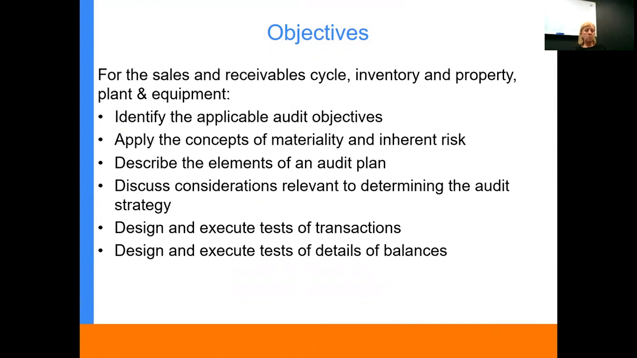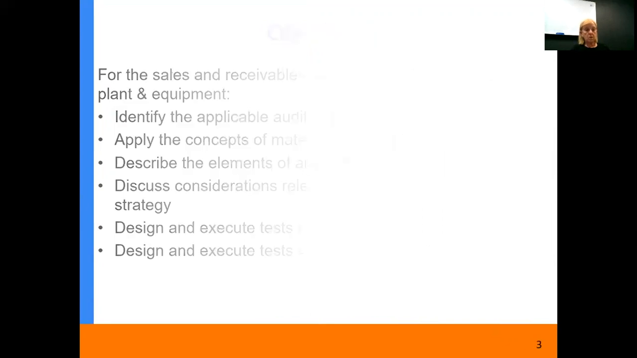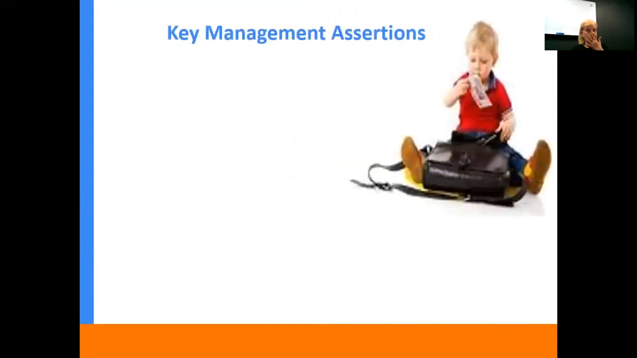So we've got to work out what our audit objectives are. They're going to be based on the management assertions. Then apply the concepts of materiality and inherent risk, come up with an audit plan based on that level of materiality and inherent risk, and look at the considerations in determining an audit strategy. So based on the inherent risk and the control risk, what sort of audit strategy are we going to devise? Then we've got to actually come up with some procedures, and we've got to come up with procedures to test transactions and procedures to test details of balances. So we're going to do that for the sales and collection cycle.